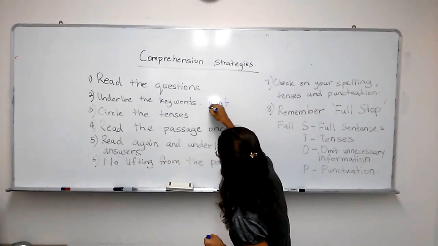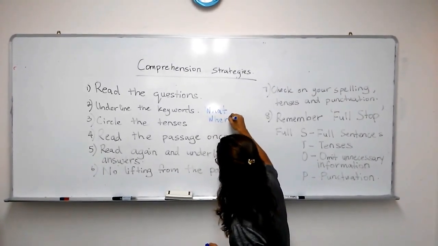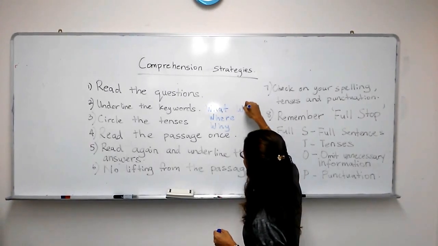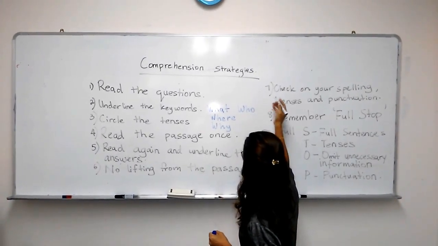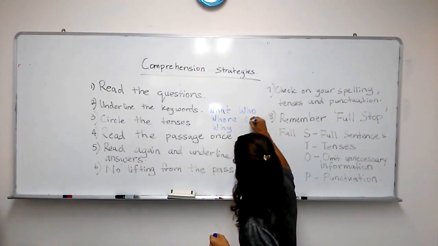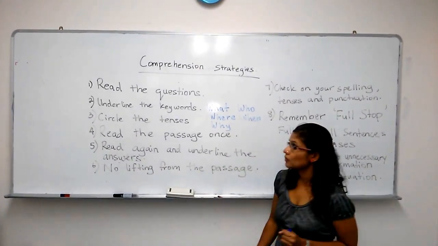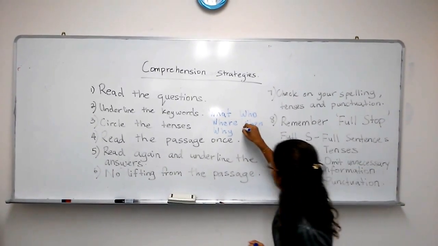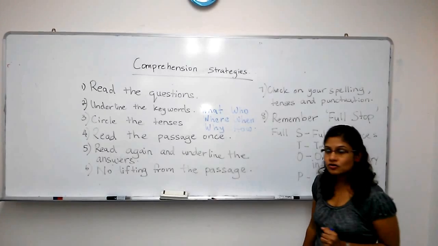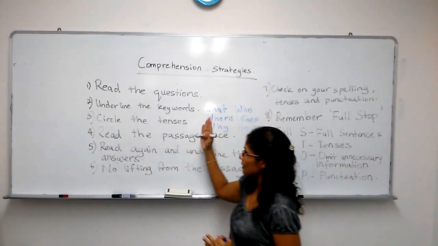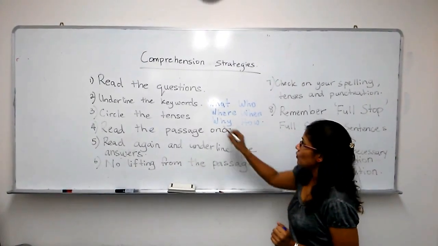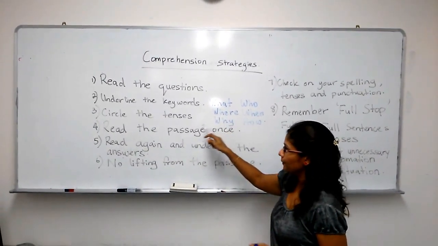Okay, what, where, why, who, what, where, who, when. These are the 5 W's we are talking about. And the 1 H, which is how. Okay, so first thing you need to do when you read the questions, you are supposed to underline the keywords so that you are able to answer accordingly.